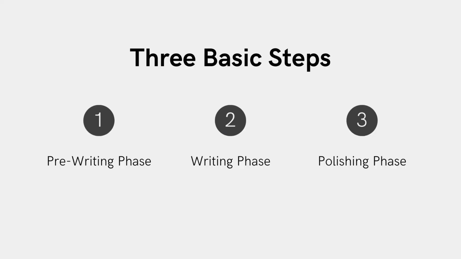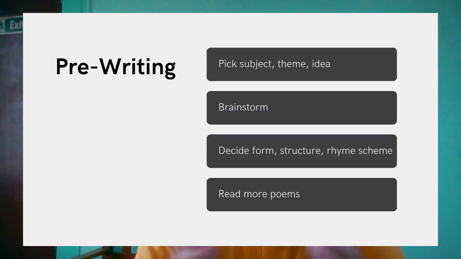Steps in writing a poem. So there are three basic steps in writing a poem: the pre-writing phase, the writing phase, and the polishing phase. And I will talk about each step. Pre-writing phase. In the pre-writing, you can pick your subject, theme, or idea. Basically, you decide what you want to write about. Is it about love, friendship, family, siblings, nature, animals, weather, places, heroes, or life as a student, and more?